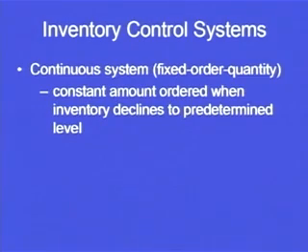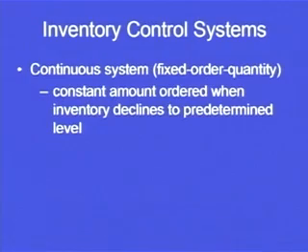Now inventory control systems. There are two types of inventory control systems. Namely continuous system. In continuous system we are having fixed order quantity. What does this mean? This means that a constant amount is ordered when inventory declines to a predetermined level. Suppose we have 100 parts in our store. Every day we are using 10 parts. So after 8 days, 10 multiplied by 8, because 10 parts we are using per day, 80 parts will be used, only 20 will be left. Now we will order again 100 parts. That is fixed order quantity, a constant amount ordered when inventory declines to a predetermined level.